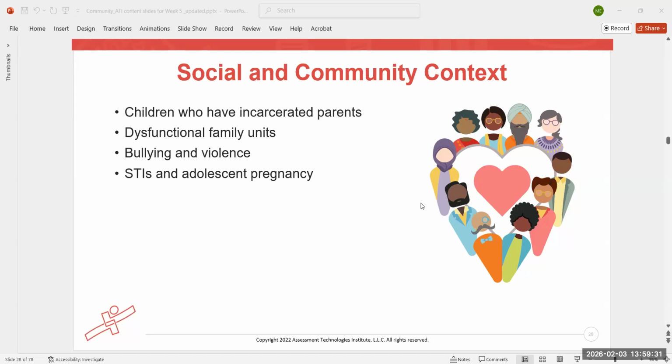Other things, impact of social and community context could be kids living with incarcerated parents, if there's the presence of a dysfunctional family unit, if adolescents and kids are experiencing bullying and violence within school, and the risk of rising STIs and adolescent pregnancy.